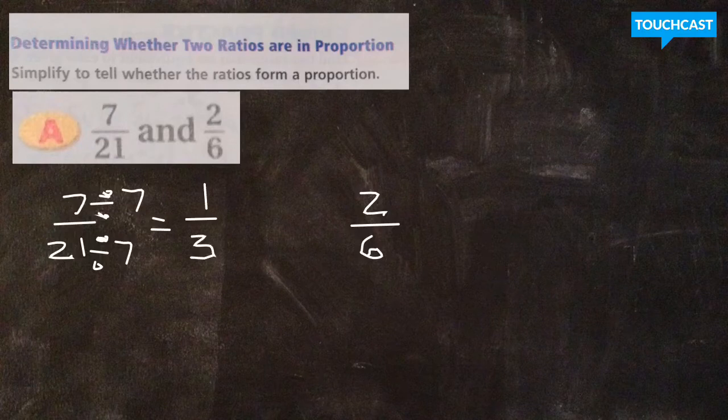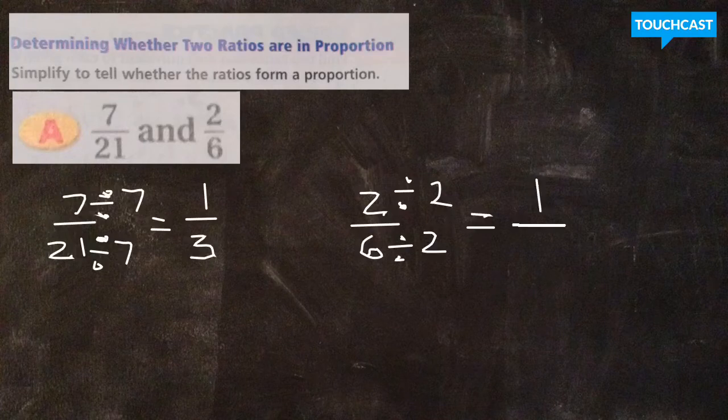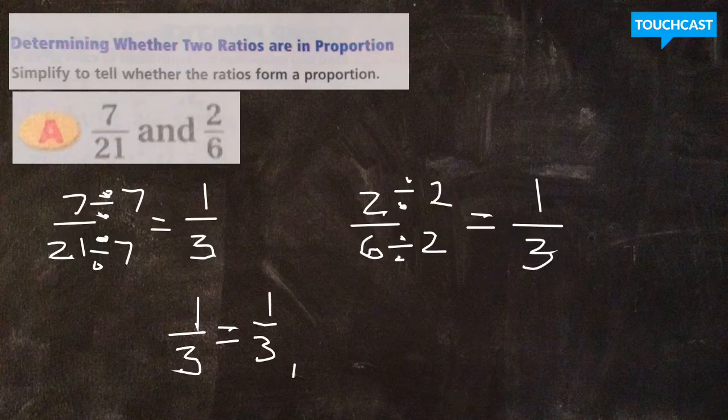Now let's take care of 2/6. Is there a number that goes into both 2 and 6? Yes, 2 does. So we're going to divide both of those by 2. 2 divided by 2 is 1. 6 divided by 2 is 3. Since 1/3 equals 1/3, the ratios are in proportion.